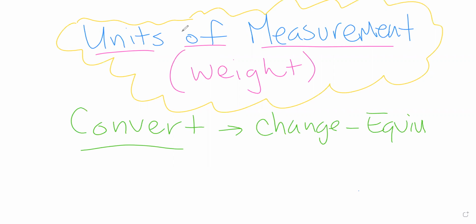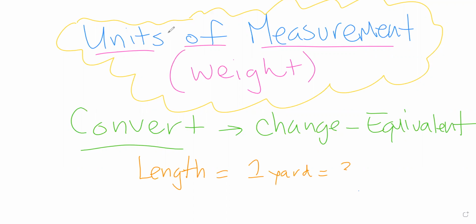So really, equivalent. I just reversed my letters. Let's go back. Let's do that again. Equivalent, meaning same value but looks different. So again, one of the units of measurement we talked about was length or distance, right? And one thing we know is 1 yard is the exact same thing as 3 feet. And we would be converting back and forth.